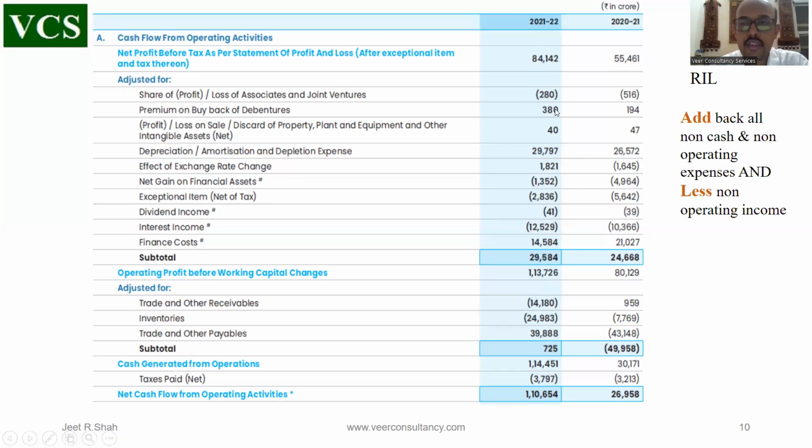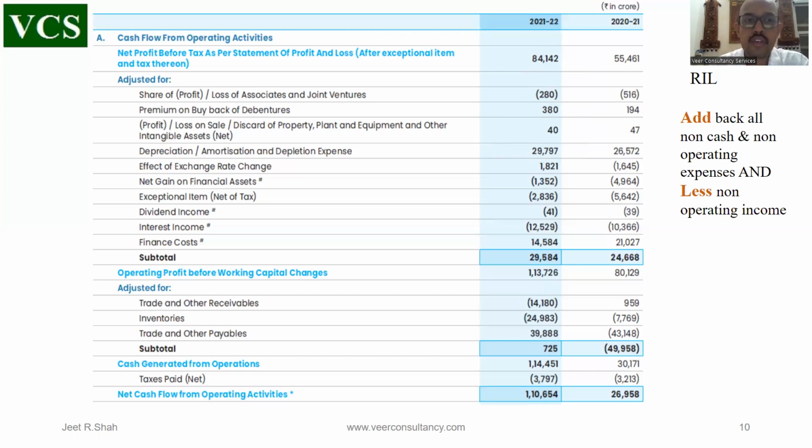So what are the adjustments for? You will add back all the non-cash and non-operating expenses. Like over here, you can see there is depreciation, 29,797 crores. Now, this profit that we have got on the top, 84,142 crores, has been arrived at after reducing depreciation. However, depreciation is just an entry. There is no cash inflow or outflow. So what do you do? You add it back.